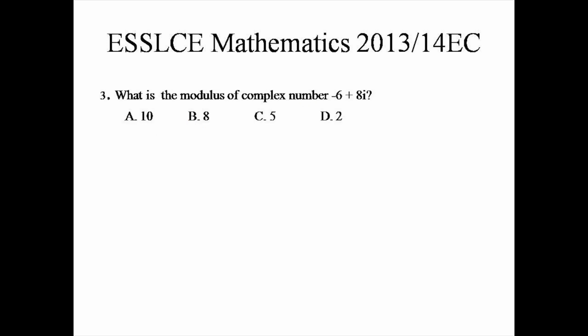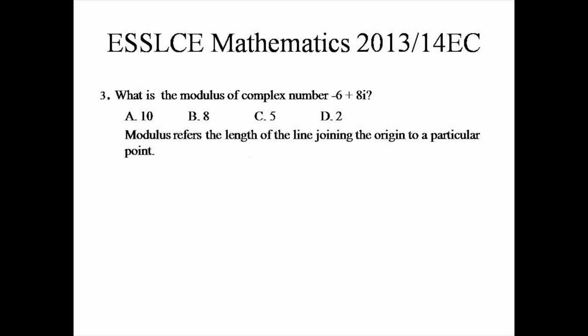Question number 3. What is the modulus of a complex number -6 plus 8i? Modulus refers to length of line joining the origin to a particular point. For ease of visualizing the point where -6 plus 8i lies, let's draw the graph in the complex plane. In the complex plane, the vertical axis represents the imaginary part and the horizontal axis represents the real part. So the graph looks like this.